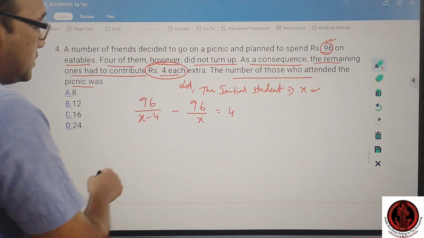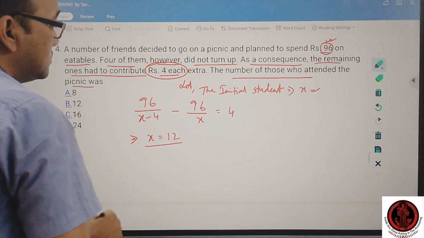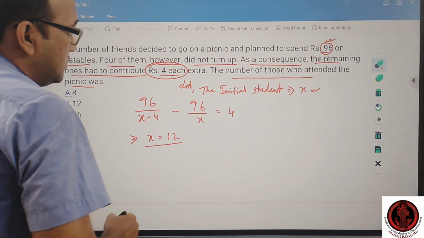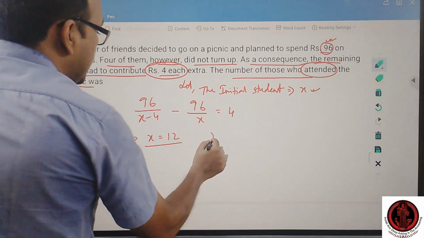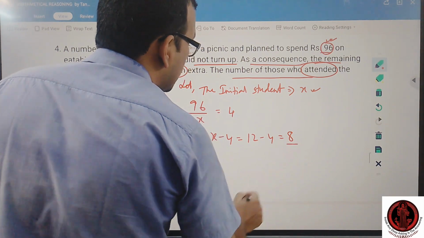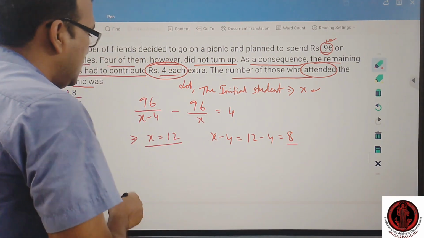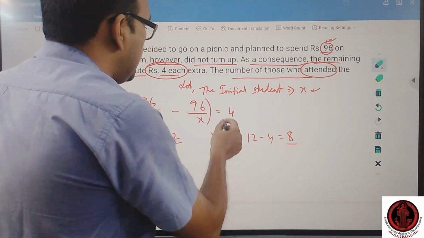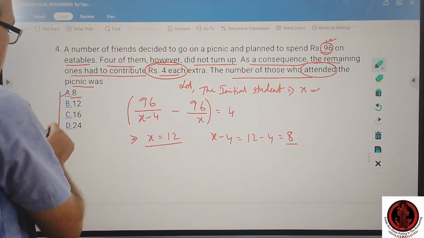Now if you solve this equation, then x is 12. Now the question is the number of those who attended the picnic. Attended the picnic is x minus 4. So x is 12, so 12 minus 4 is 8. So the answer is option A. 8 is the answer. Now in this type of question, this type of equation you don't have to solve, because as the options are given, just put the option.